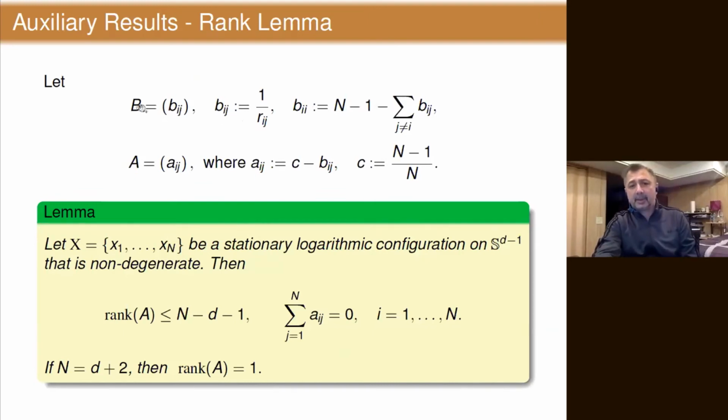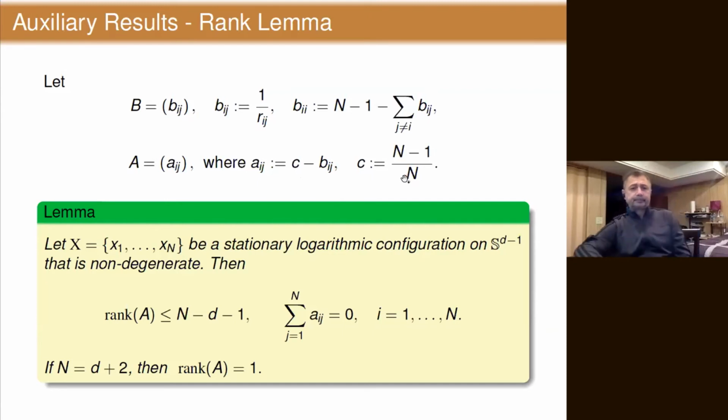The matrix B has entries B_ij equal to the reciprocal of the square of distances divided by 2(1 − x_i·x_j). That's what B_ij is. And then B_ii is n − 1 minus the sum of the rest. So every row, when you add them, gives n − 1 as a result. Okay, so the diagonal element is determined from the other ones. And A_ij is just a constant minus B_ij, and that constant is (n − 1)/n.